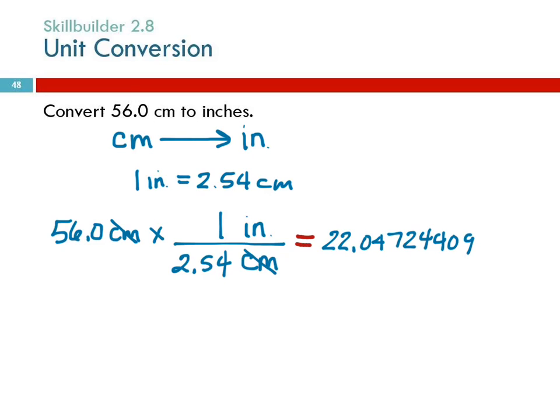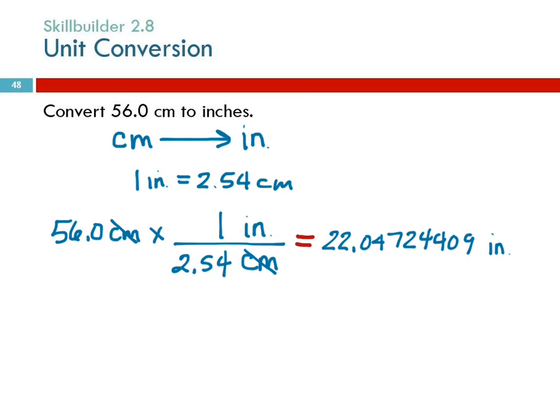and then my calculator is giving me 22.04724409. And the unit is inches. Could that number 22, is that physically reasonable? 56 centimeters, 22 inches, yeah, there's nothing to suggest that that's not reasonable. If we came up with 22 million, that'd probably be off, or 0.0022.